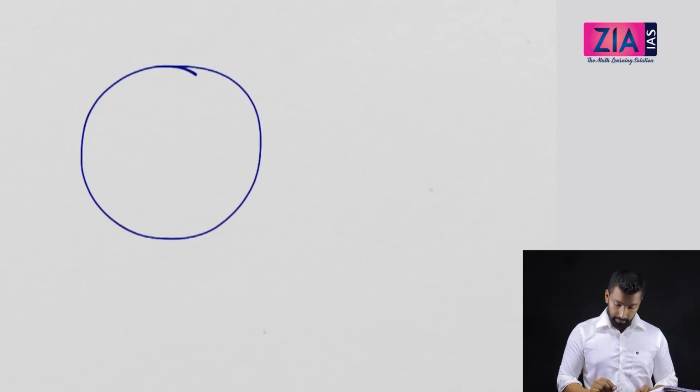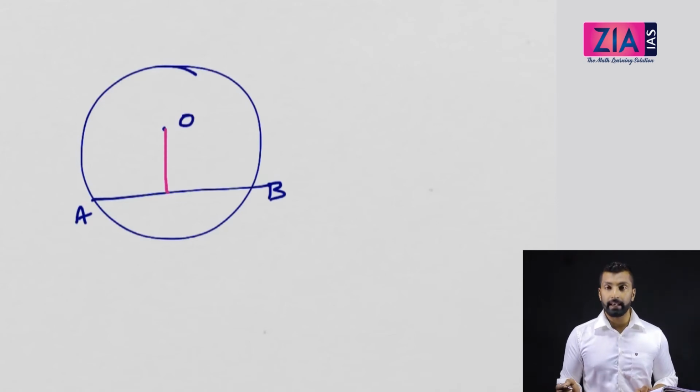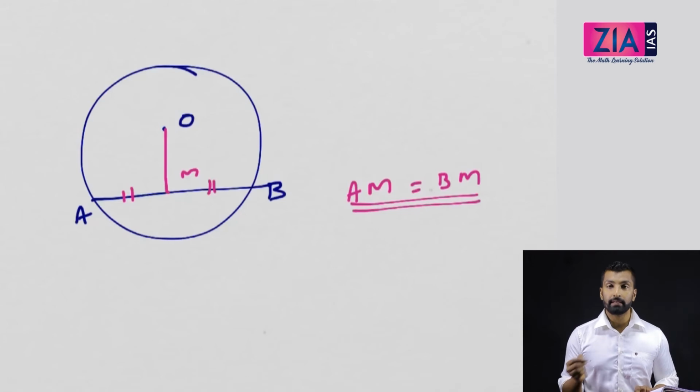Now the next property is, take a circle and let's consider the secant. AB is the secant and O is the center. You drop a perpendicular from the center to the secant and name the foot OM. If you draw the perpendicular to bisect the secant, this length and this length will be equal. So AM is equal to BM. That is the third property.